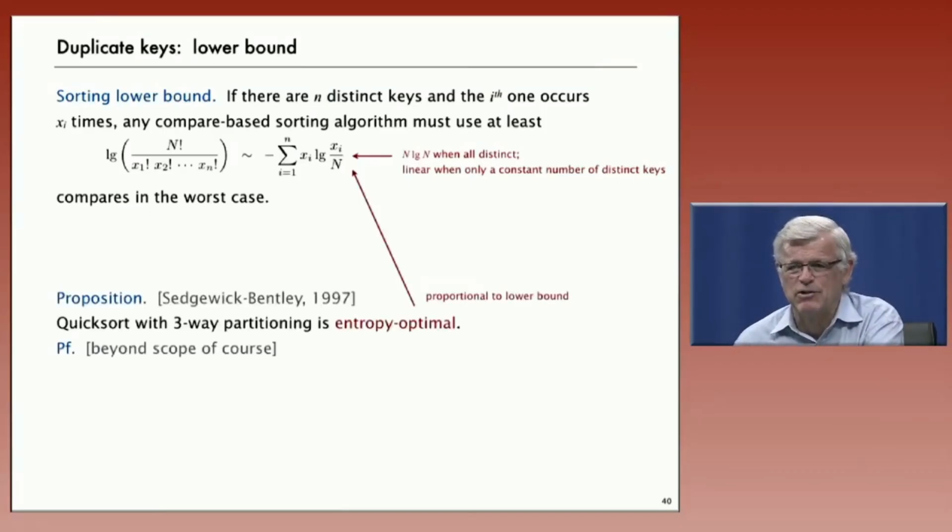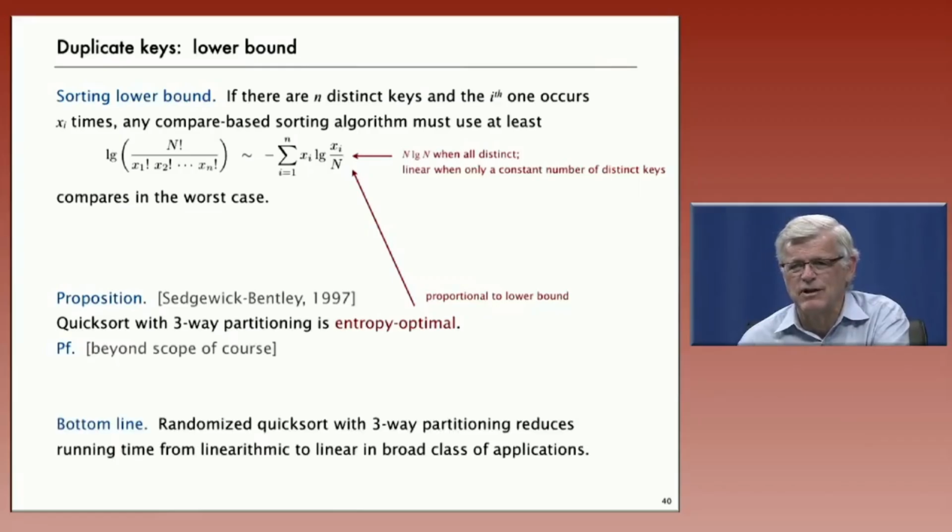And what's interesting about three-way partitioning is that the number of compares that it uses is equal to this lower bound within a constant factor. So that's entropy optimal. What that means is whatever the distribution of equal keys in there, this thing is going to use a number of compares that's proportional to the best that you could possibly do. The proof of this fact is quite beyond the scope of this course, but it's still an important fact.